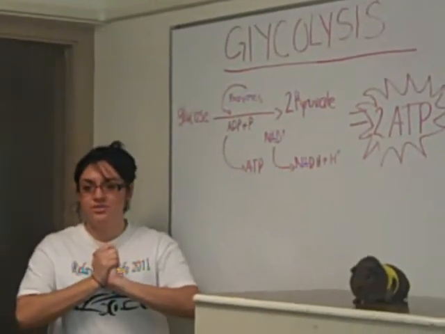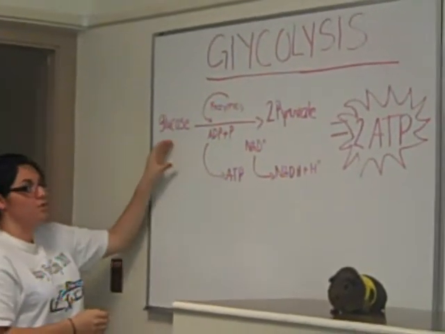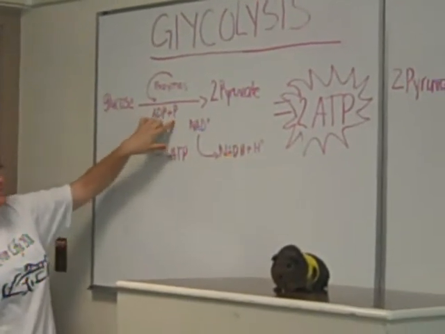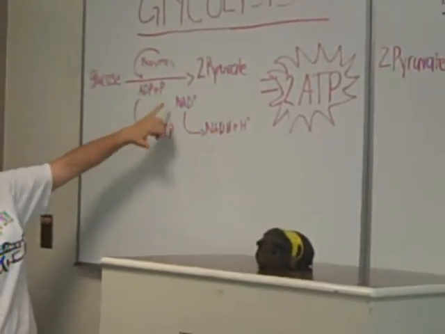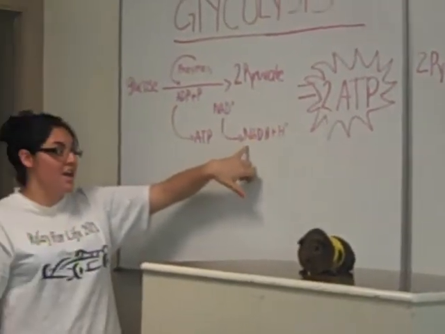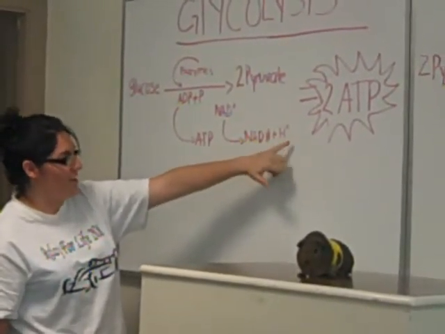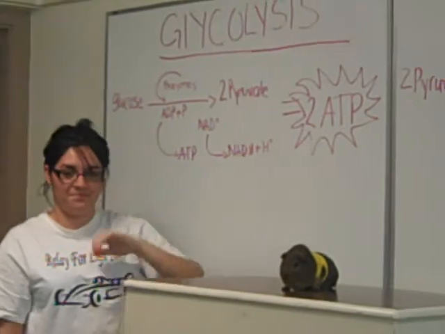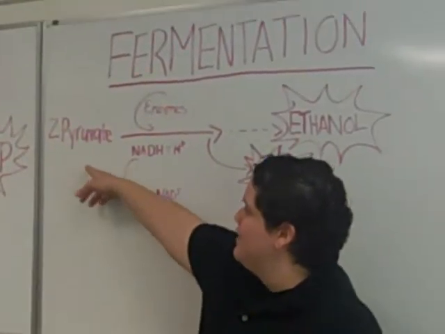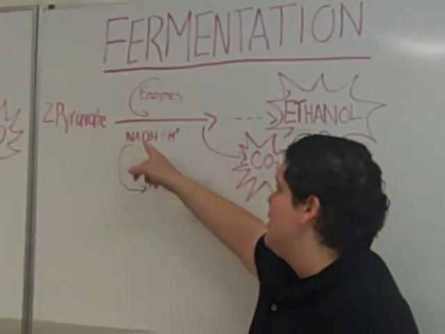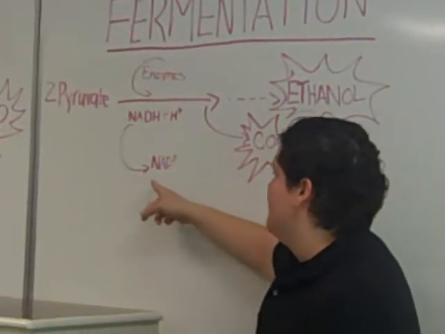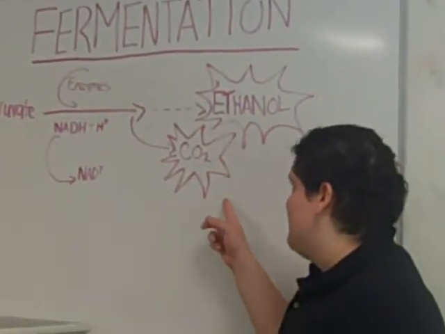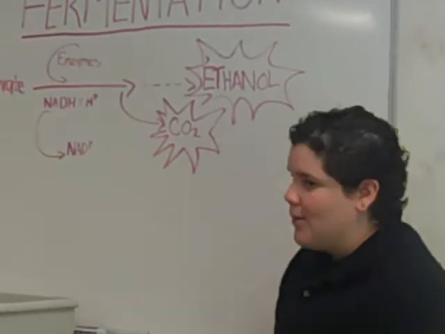Alright, so let's review this. Glycolysis: glucose gets converted by the enzymes, ADP + P, which makes ATP. NAD+ gets made into NADH + H+, and the outcome of that is 2-pyruvate, which makes 2 ATP. In fermentation, you take the 2-pyruvate, enzymes go in and oxidize the NADH and convert it into NAD+. This makes CO2, which is carbon dioxide, and ethanol, which is alcohol.